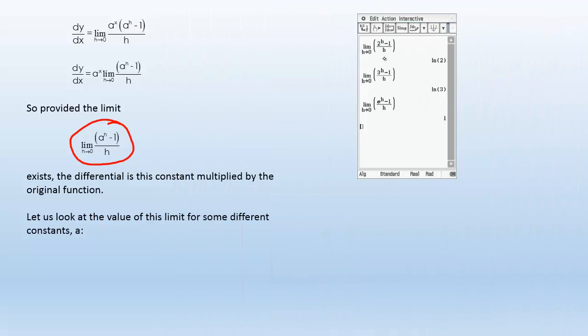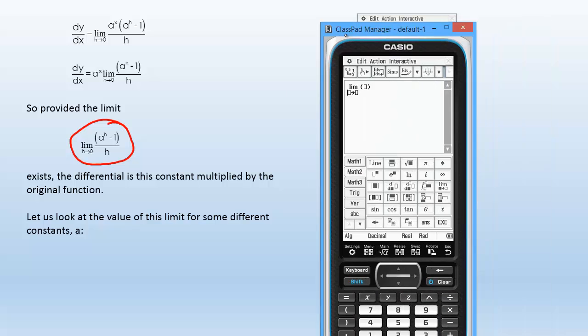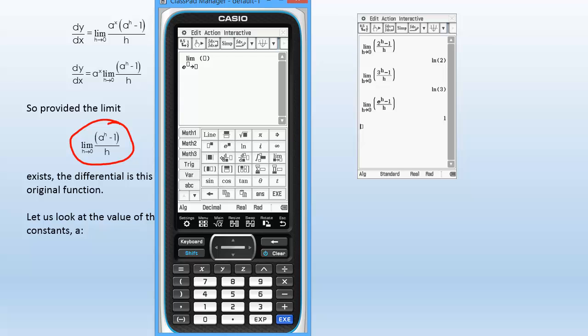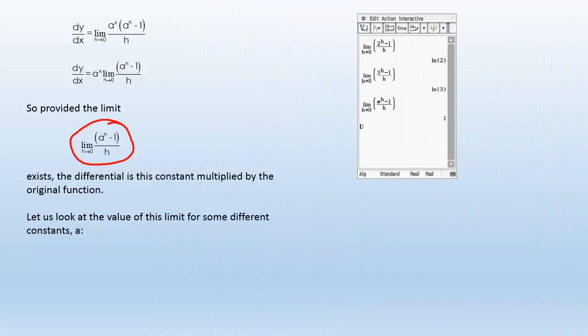And I've done that for a is 2 and a is 3, and I've also done it for a is equal to e, and we know that e is an irrational number, 2.718 roughly. So I shouldn't have put that there. It's just e to the power 1, 2.718 and so on, but it's an irrational number. It goes on forever, a bit like pi. And when we actually use e in here, we get 1, and this is absolutely crucially important.